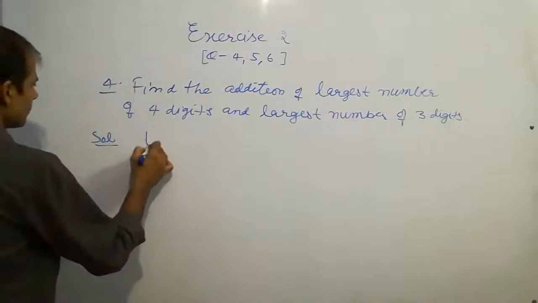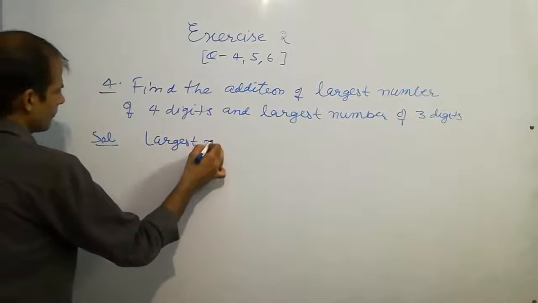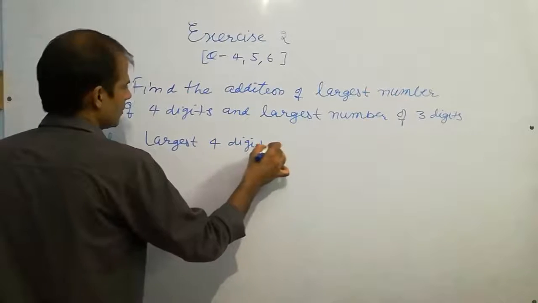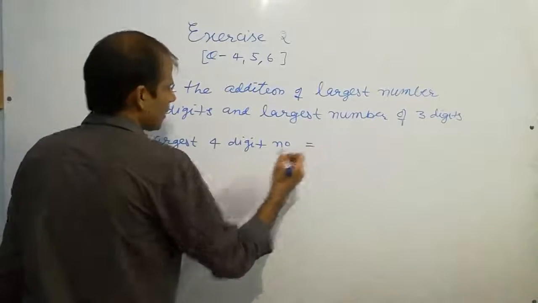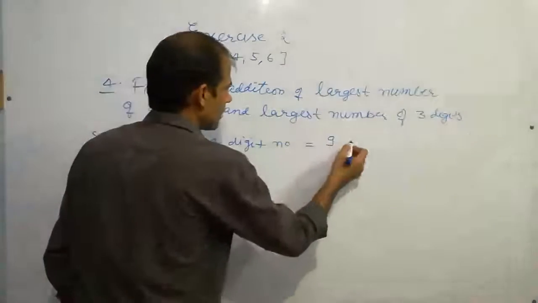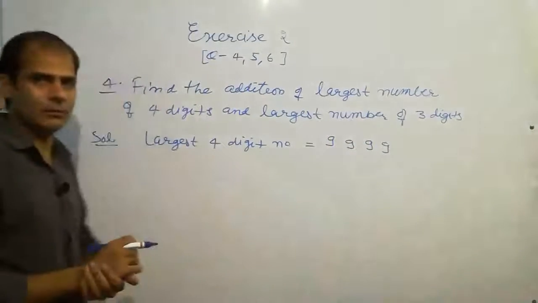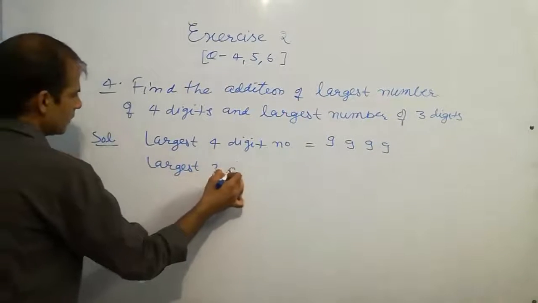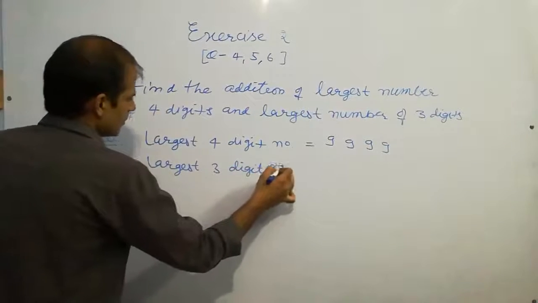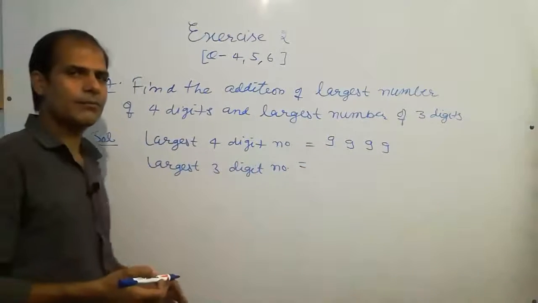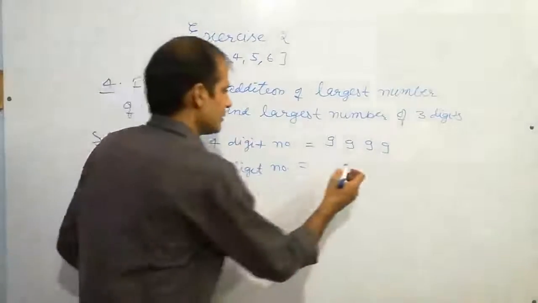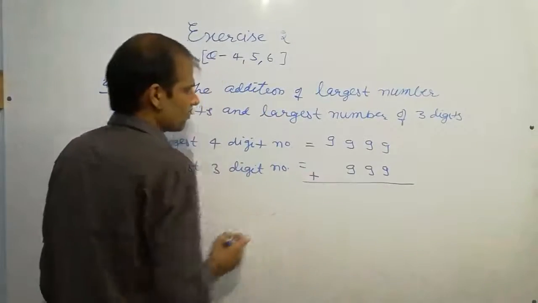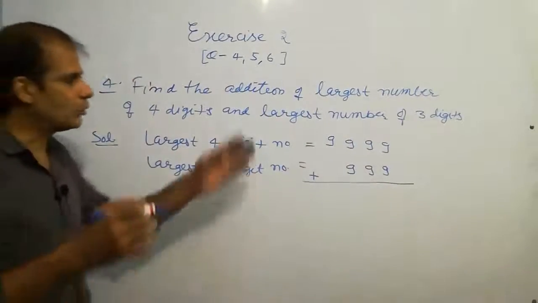See, the largest 4 digit number is just 9999. Simple. And the largest 3 digit number is again 999. So write the number like this and put a plus sign, and I hope you can perform this addition well.